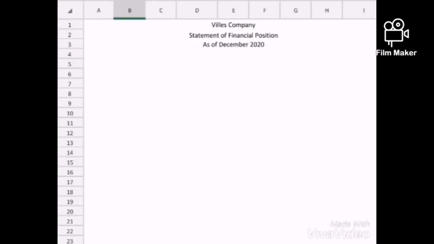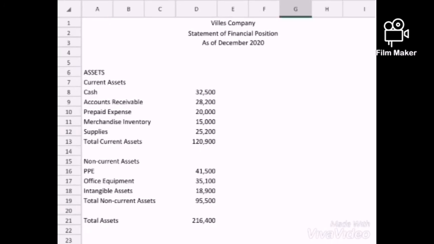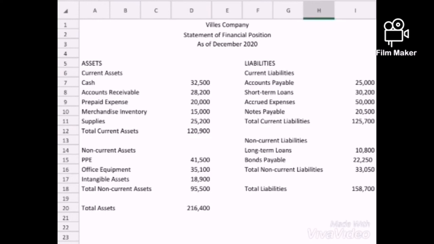Now, I will present the statement of financial position in account form. List all the assets on the left side area. Now, list all the liabilities on the right side area. Below the liabilities, list all the owner's equity.